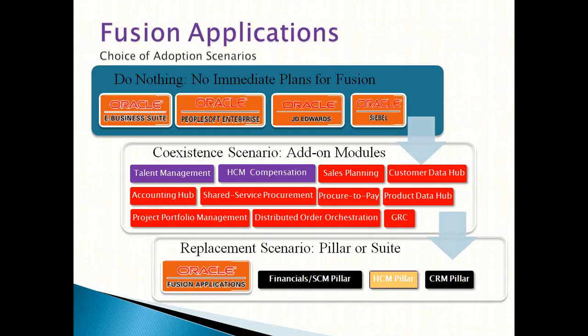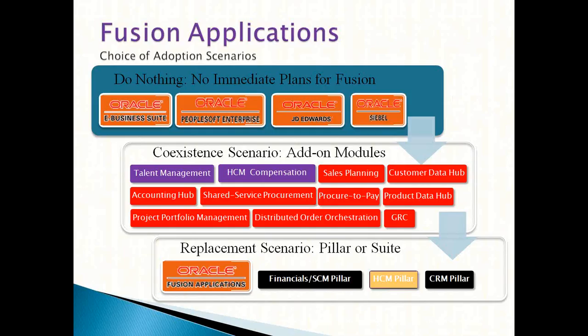Or you can opt for replacement. You are using financials, you are using HCM, you are using CRM, but you want to try only CRM first. So that is what we call pillar or suite replacement. That means I continue to use my HCM applications and financial applications with Oracle E-Business, but I want to try only the CRM pillar with Fusion. Yes, that is also fine.